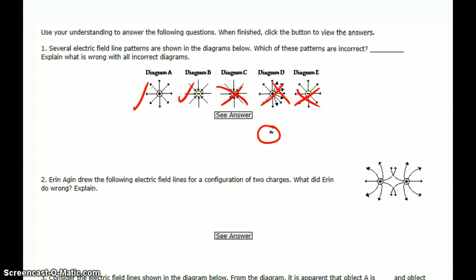Okay, now, this one here is also not correct, and the reason is you have a circle for 2 dimensions, a sphere for 3 dimensions. The field should be symmetrical, so it should come out equally spaced all around. You shouldn't have a bunch of extra lines on one side than the other.